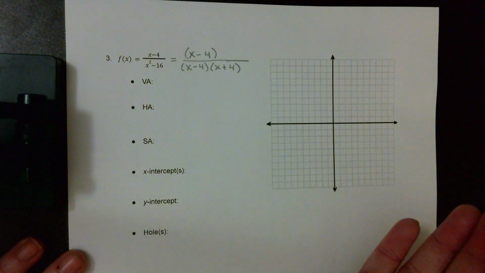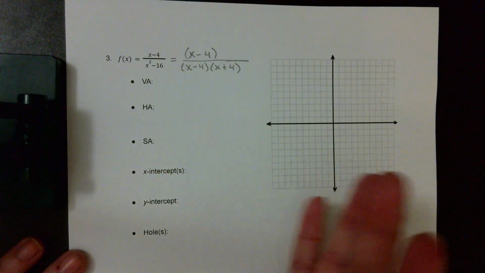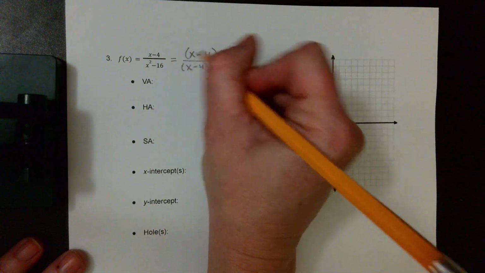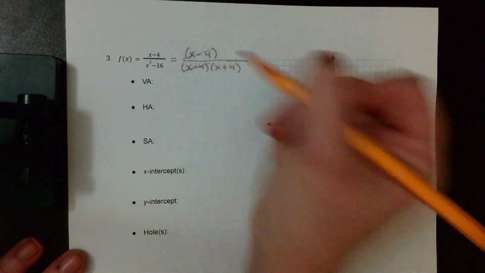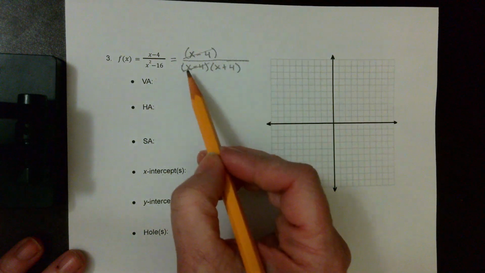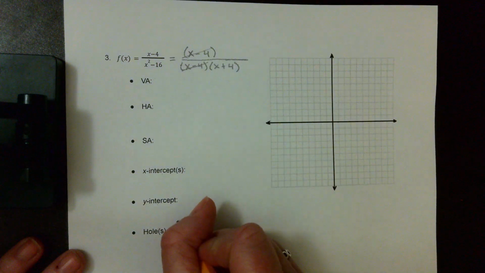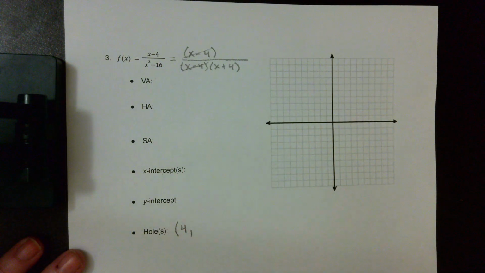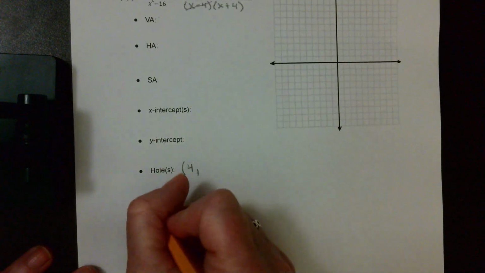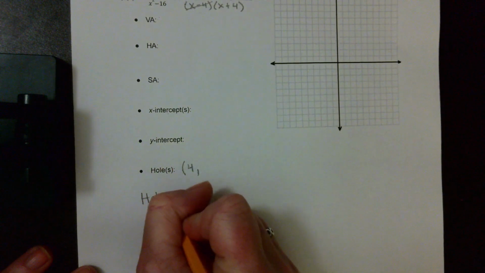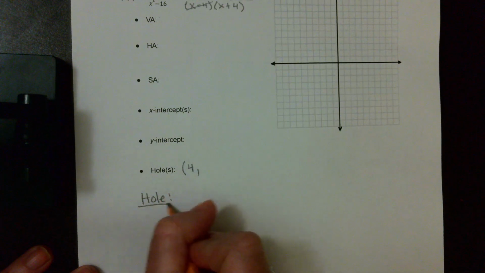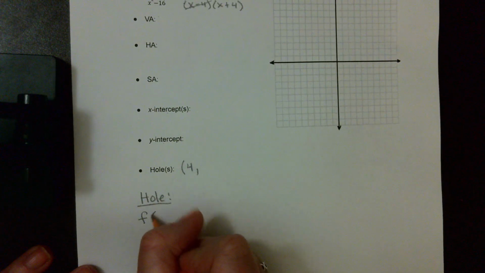What we look for in a hole is, do we have a factor that divides out? Here we do have a factor that divides out. It's x minus 4. So I think about the x value that would make this factor equal to 0. That's 4. And then down here, for my hole, I want to evaluate my reduced function.